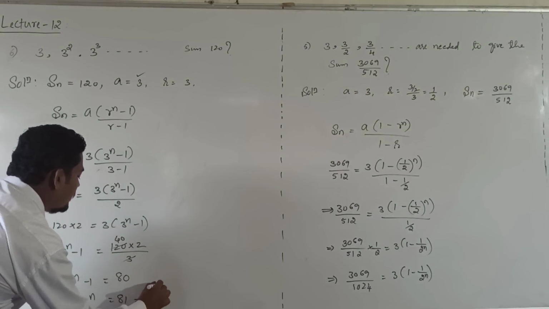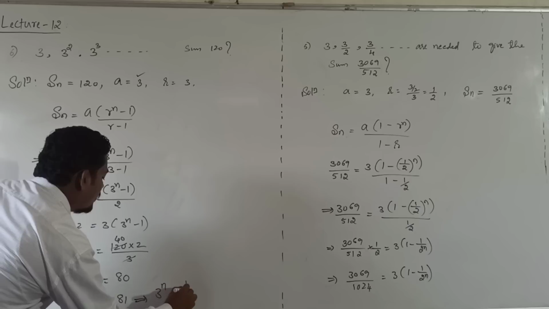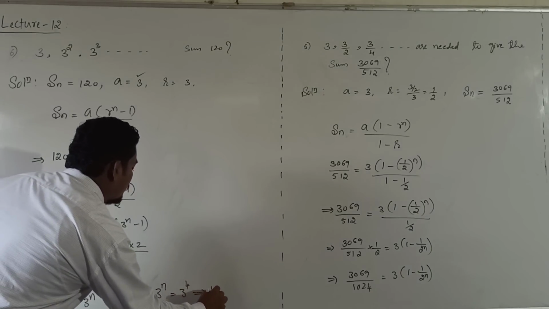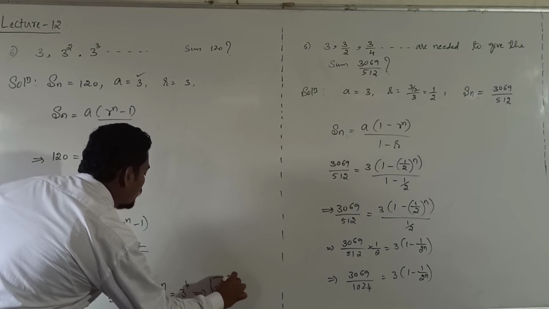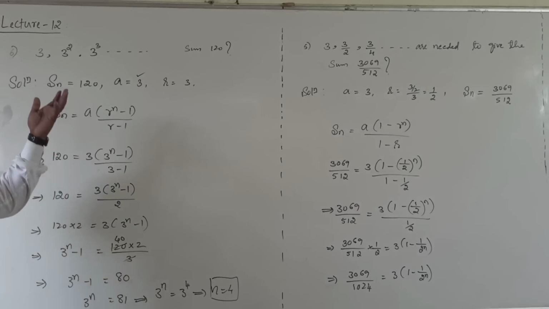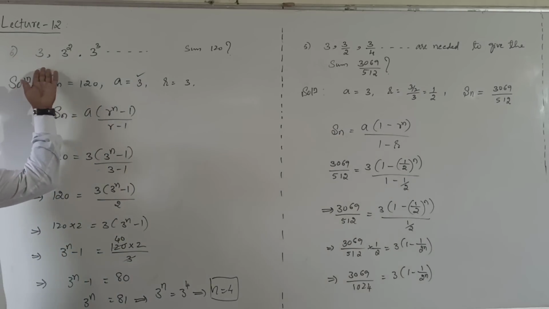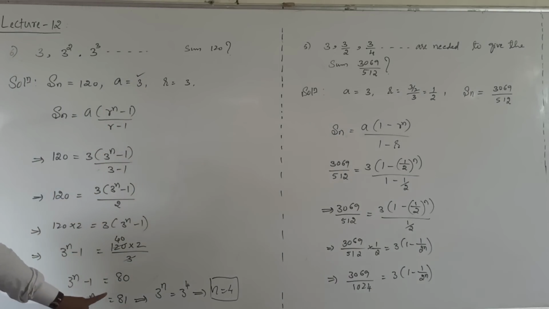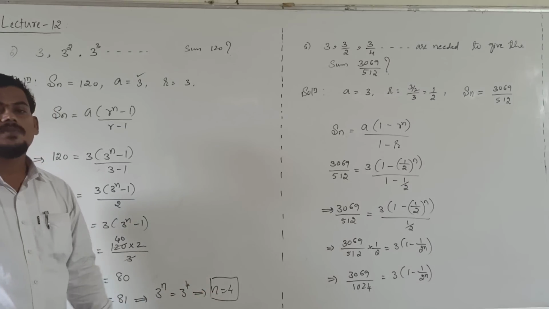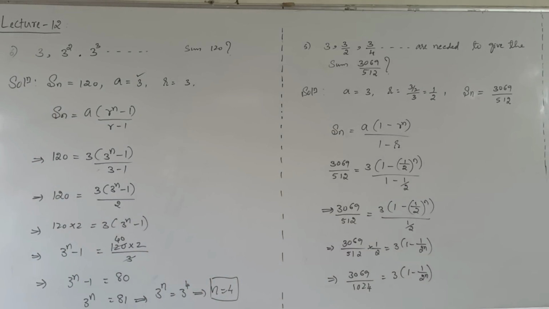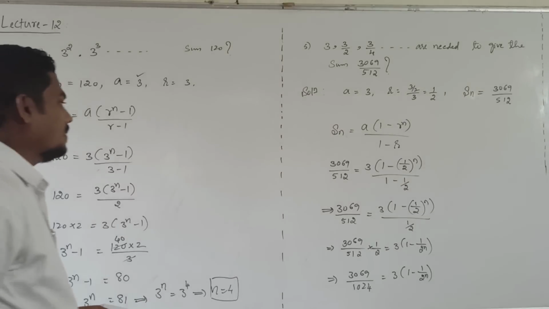This implies 3 power n is equal to 3 power 4. Therefore, n equals 4. We need 4 terms to get the sum as 120.